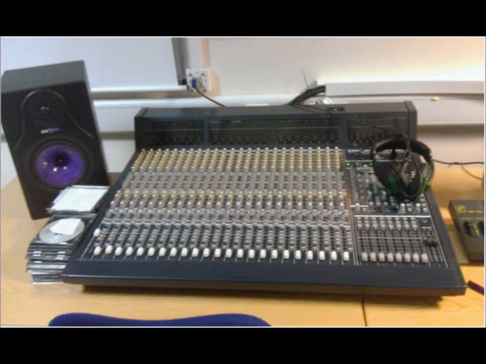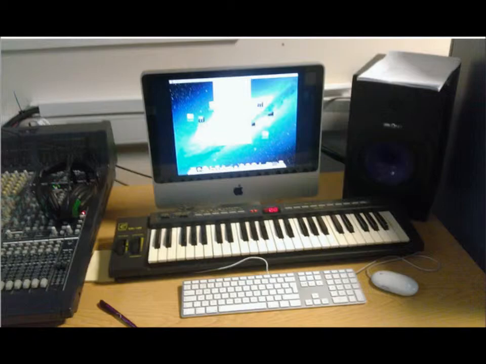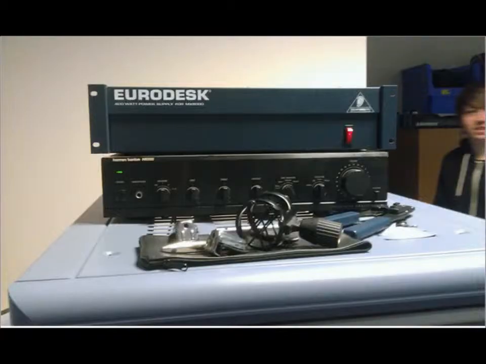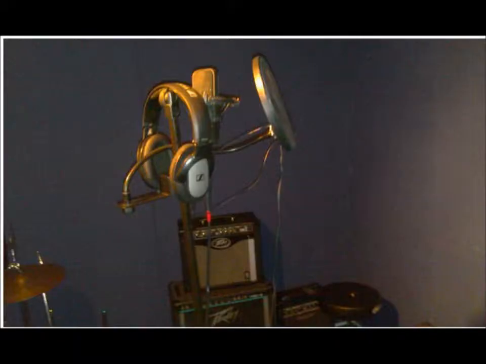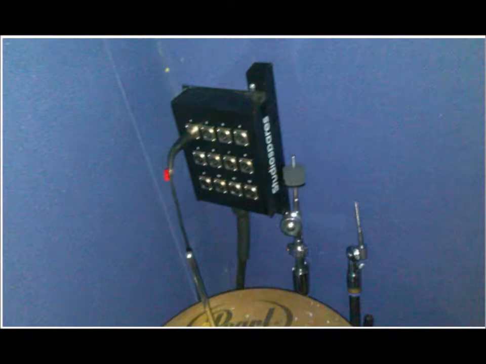I have pictures here of the equipment in the studio and outside the studio. First we have the mixer, then the picture of the Mac, the sound card rack, the microphone, the breakout box, and the condenser for the microphone.